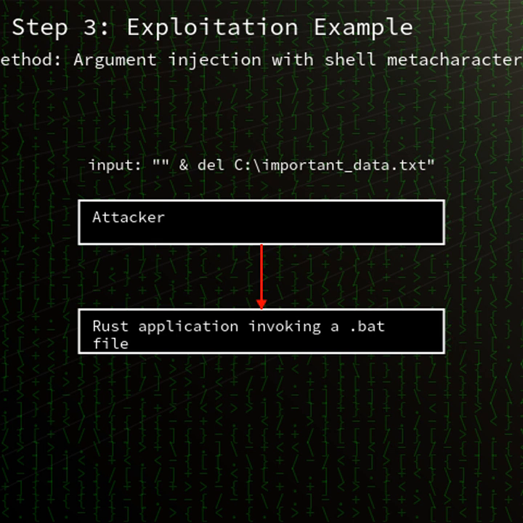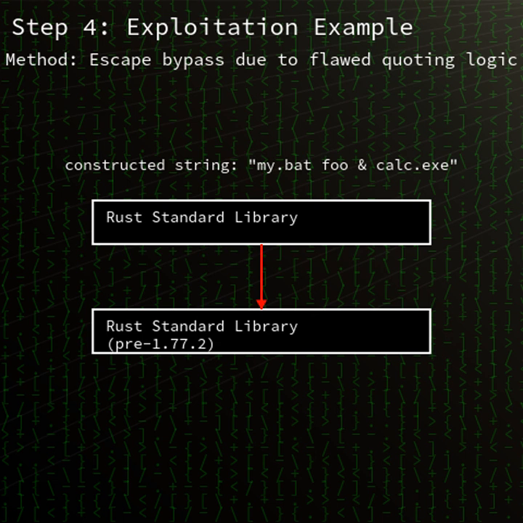The flaw is classified as CVE-2024-24576, improper neutralization of special elements used in an OS command, and improper neutralization of argument delimiters in a command. In practice, it allows untrusted input to bypass escaping and be interpreted by cmd.exe, leading to OS command injection.